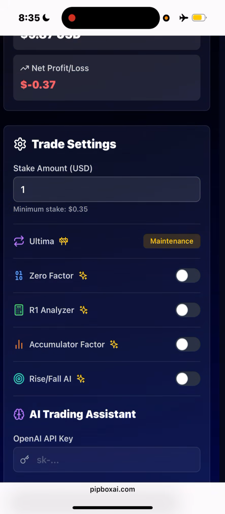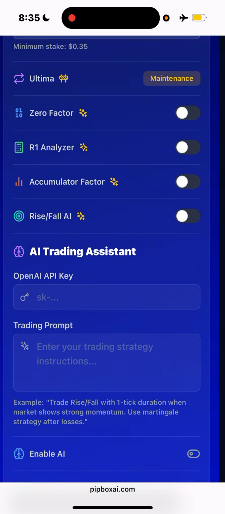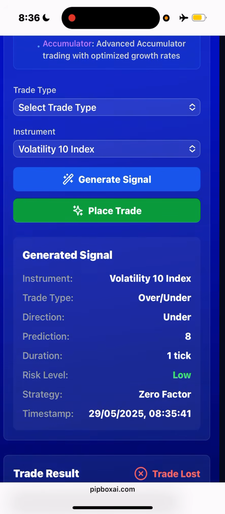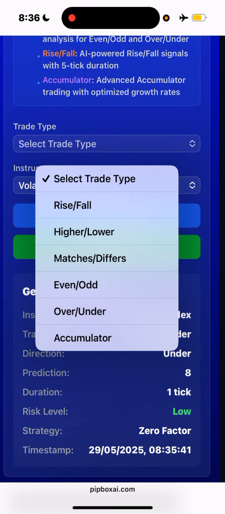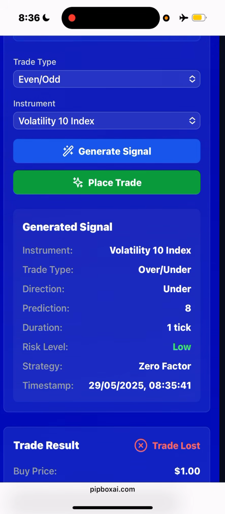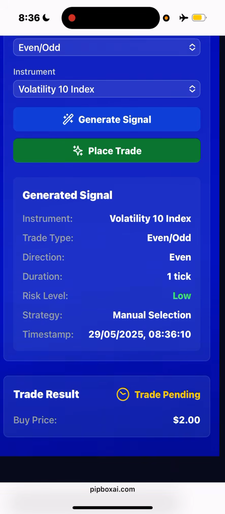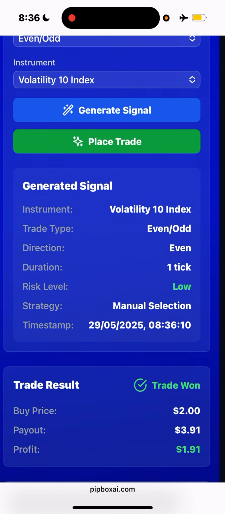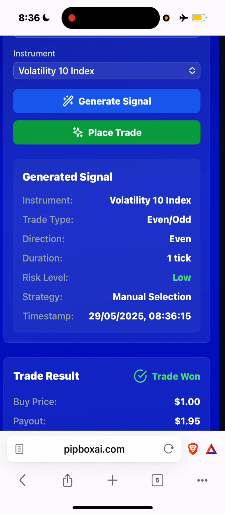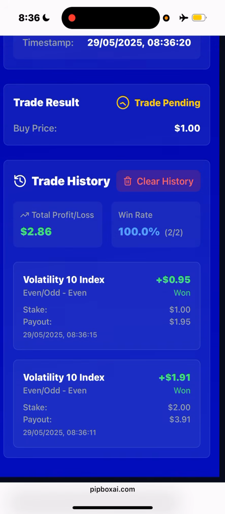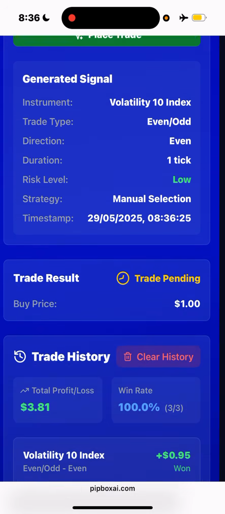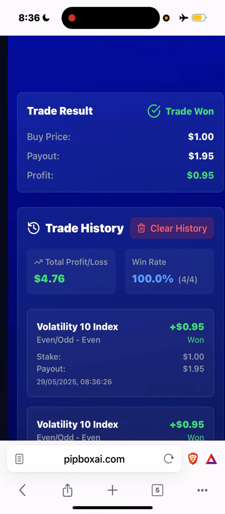Okay, now let's try. What we'll do, we will actually trade manually. So let's just clear this history. We are trading on even and odd, so we have 50% chance of winning. So let's generate signal, place it. Our goal is to recover the loss that we have made, the loss of 14 USD. But I hope everything is gonna go okay.